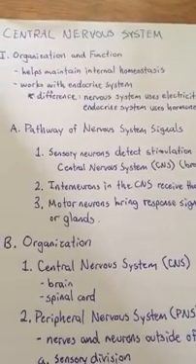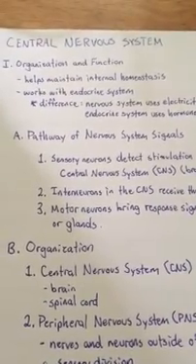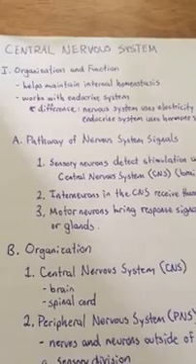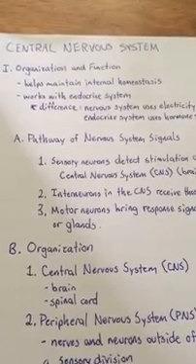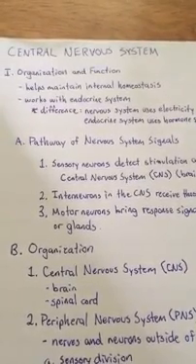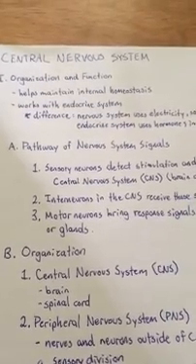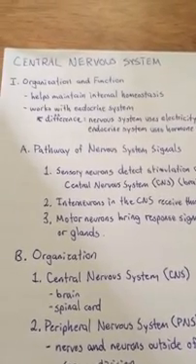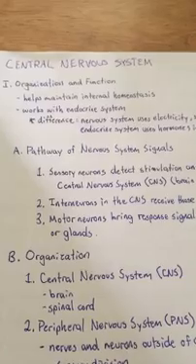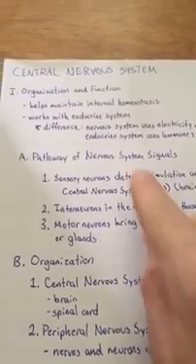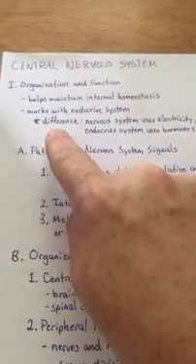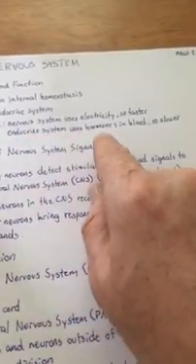So I got down, what is the function of the nervous system? It helps maintain internal homeostasis. The slide indicated that it works along with the endocrine system to do that. And then I noticed that while they do work together, there is a difference between them. I put a little asterisk there to say, hey, pay attention, here's a difference between them.